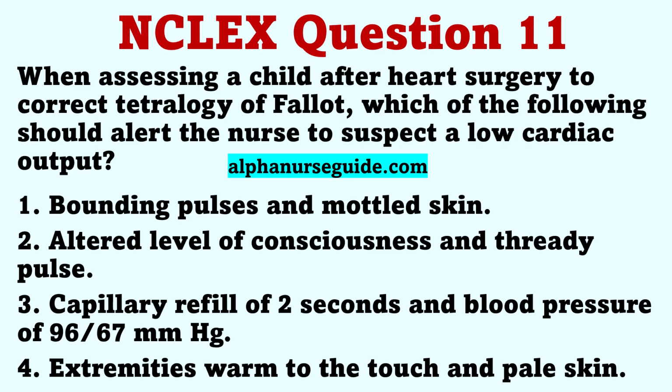The correct answer is 2. With a low cardiac output and subsequent poor tissue perfusion, signs and symptoms would include pale, cool extremities, cyanosis, weak, thready pulses, delayed capillary refill, and decrease in level of consciousness.